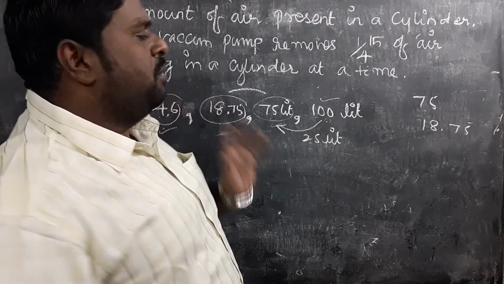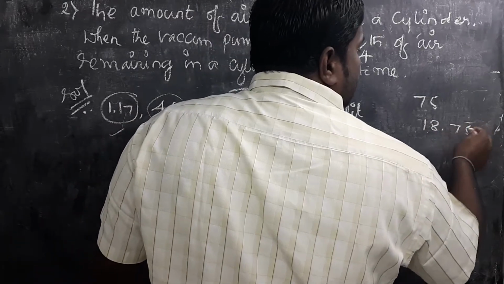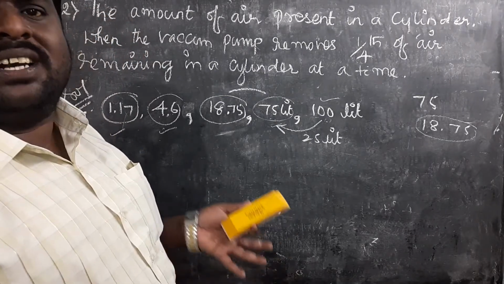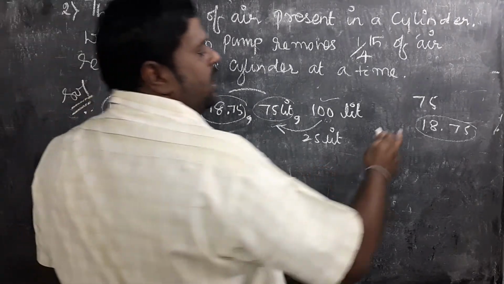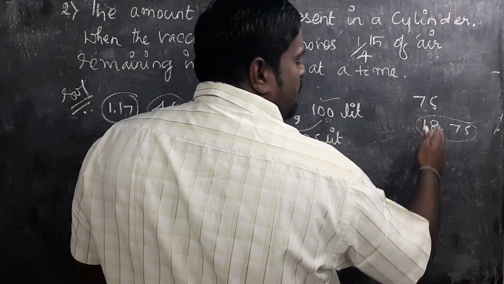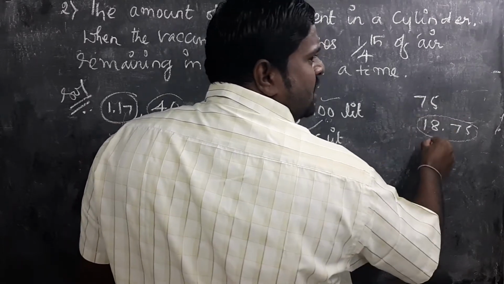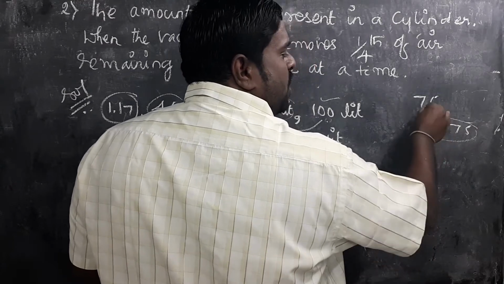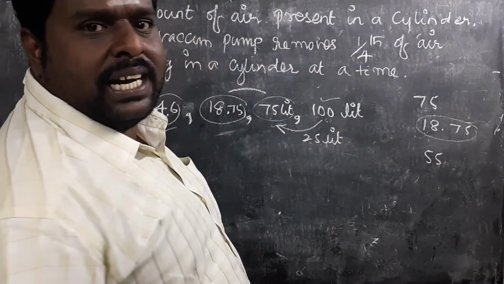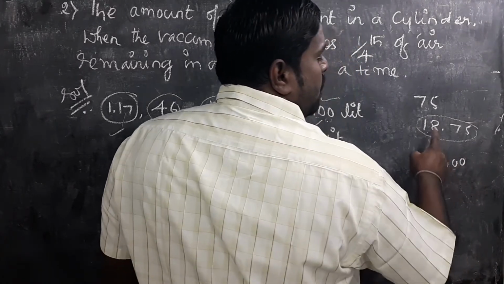Now, first, very simple. This is 75, this is 18.75. The nearest multiple of 10 to 18.75 is 20. So look here: 75 minus 20. From 75, when you minus 20, what will I get? 75, 65, 55. So 55. You are getting my idea. 55.00.